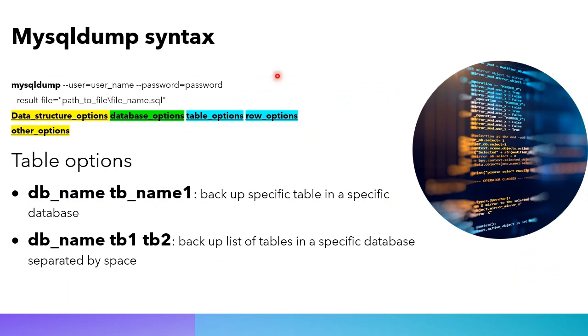Now let's move on with the table options. You're either having database options or the table options, so you decide what type of backup you're doing. Within the table options, you'll type in your database name and then the table name. This will be backing up a specific table in your database. If you want multiple tables, then your database name, then table name, then table name 2, separated by a space. There's no commas in here. Notice in the MySQL dump syntax.